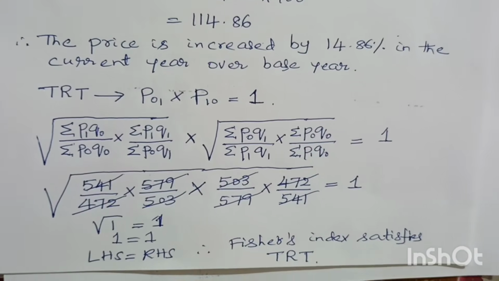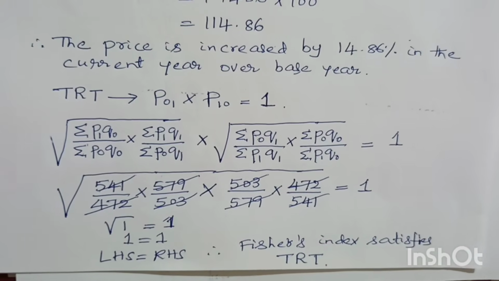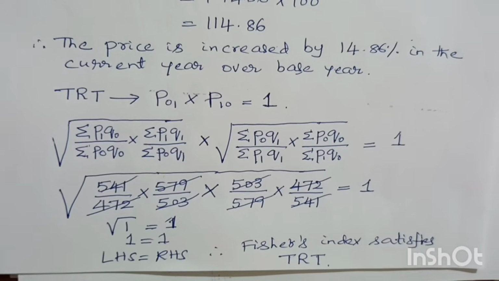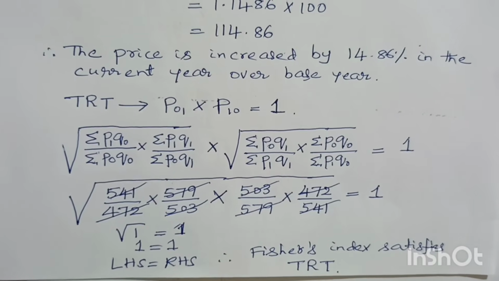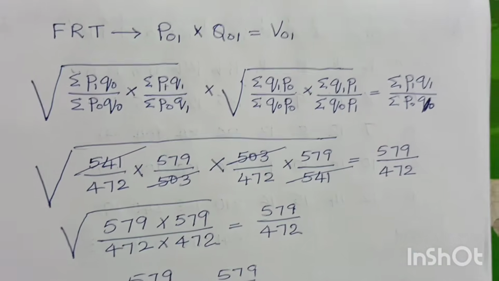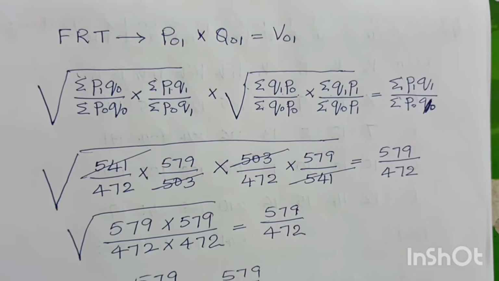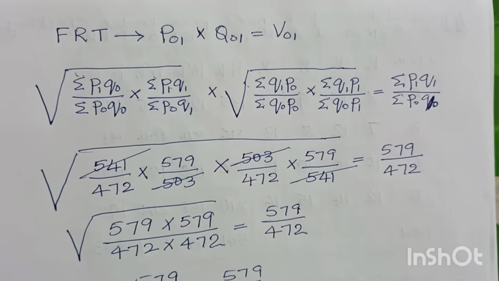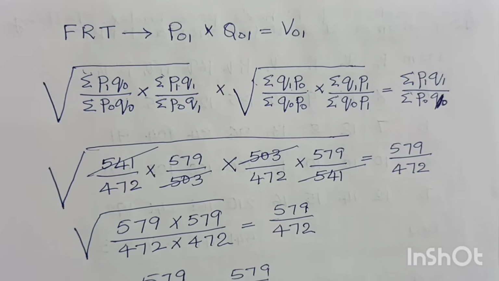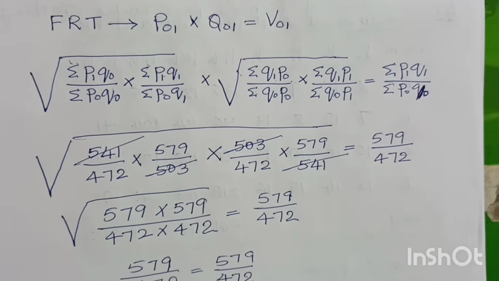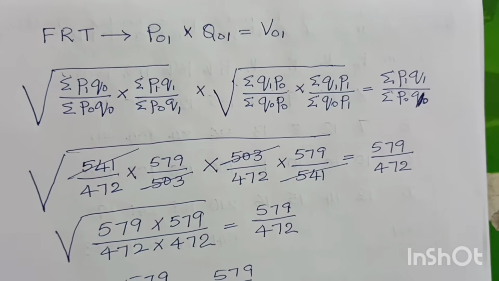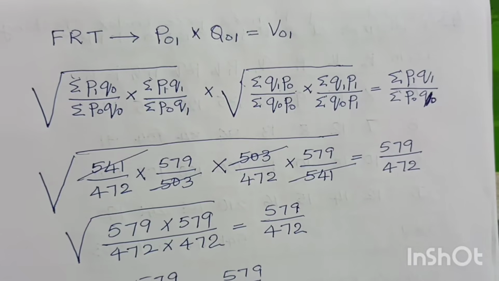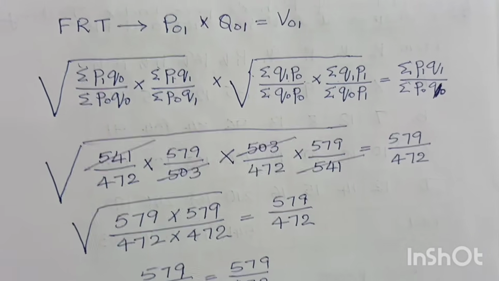Okay, students. So after this, we will move to test whether Fisher's index satisfies FRT. Okay, students. So let us calculate FRT. Write the formula, FRT is equal to P01 into Q01 is equal to V01. P01, it is Fisher's price index. Q01, it is Fisher's quantity index. That is equal to V01, it is value index. Okay. So Fisher's price index, you know already, you know the formula, write down.